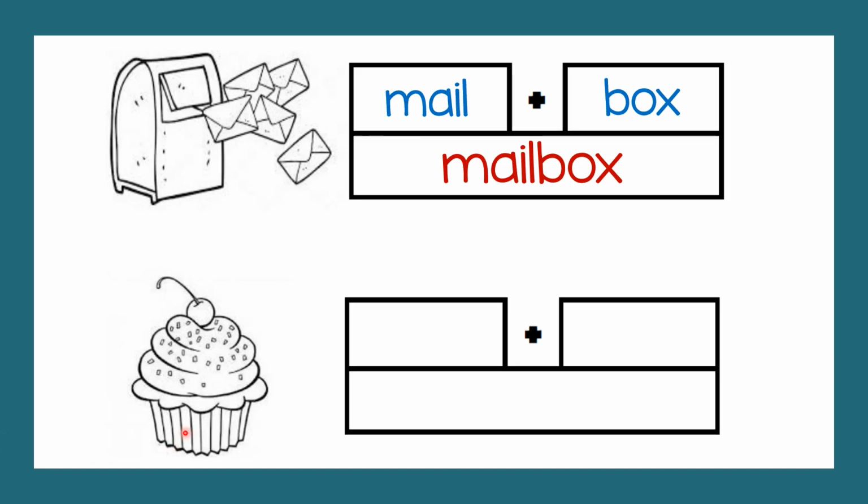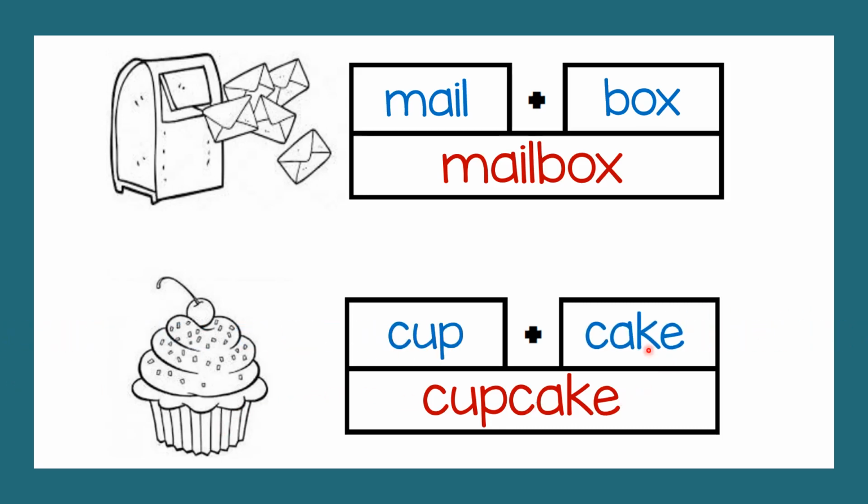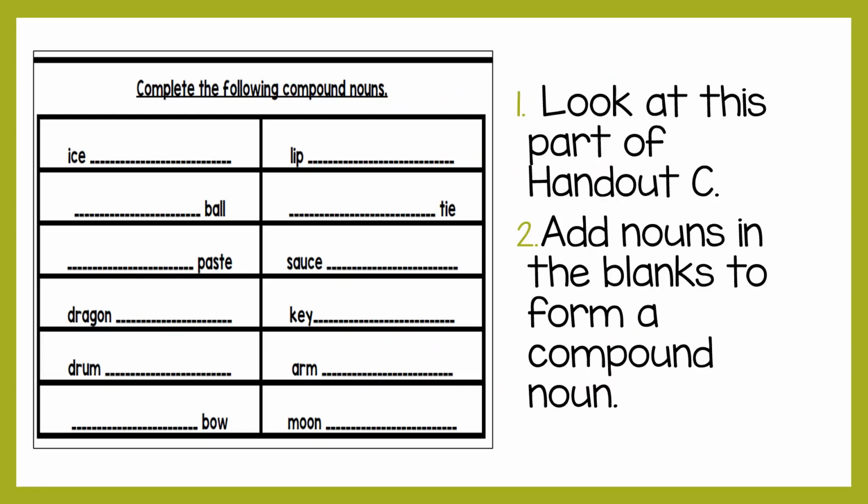Next, this is a cupcake, and the nouns that make up cupcake are cup and cake. Another tick if you got that correct. If you got all correct, you can put a star. Well done, everyone. Let's look at your handout C.